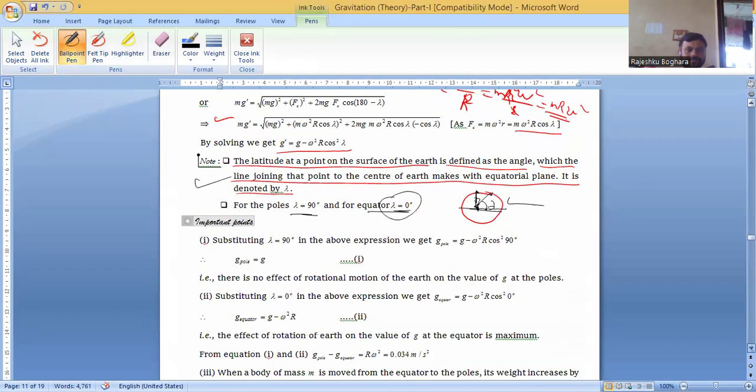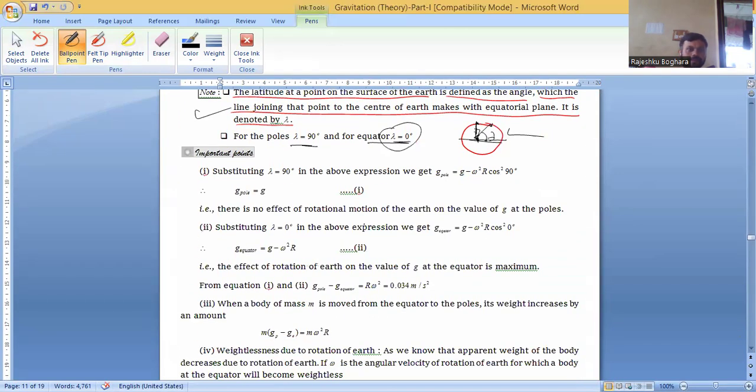Important point, lambda 90, cos 90 is 0 at pole, g dash equal to g, don't affect rotation at pole. There is no effect of rotational motion of the earth on the value of g at the pole. But lambda 0 at equator, then cos 0 maximum, so g dash is g minus omega square r. The effect of rotation of the earth on the value of g at equator is maximum, then g is minimum.